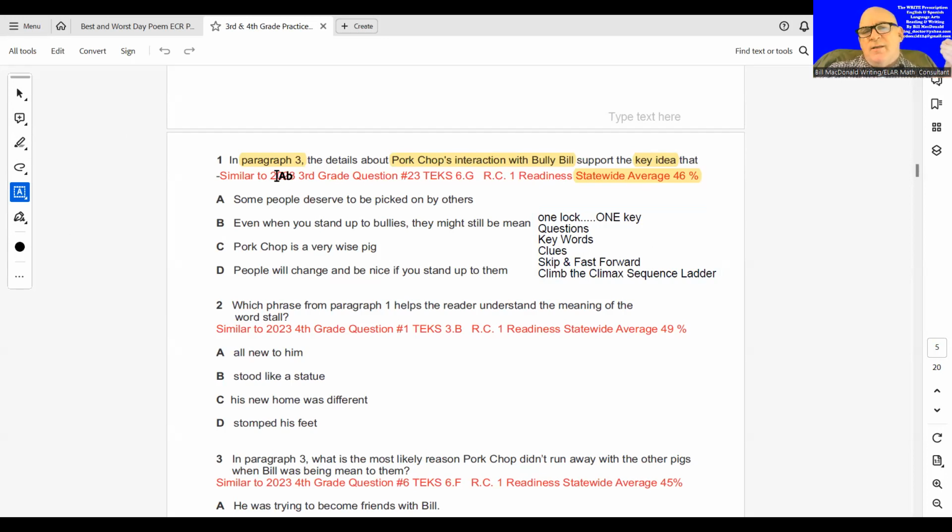So we're going to focus on that area only, that zip code in the city called the passage of Bully Bill. And here comes the rest. The details about Pork Chop's interaction with Bully Bill support the key idea that. So before we get there, I want you to see here, I'm pointing to one lock, one key. You look at the question, okay? And for all of you other ones that have that phrase, key idea, look for the key words. Pork Chop's interaction with Bully Bill.